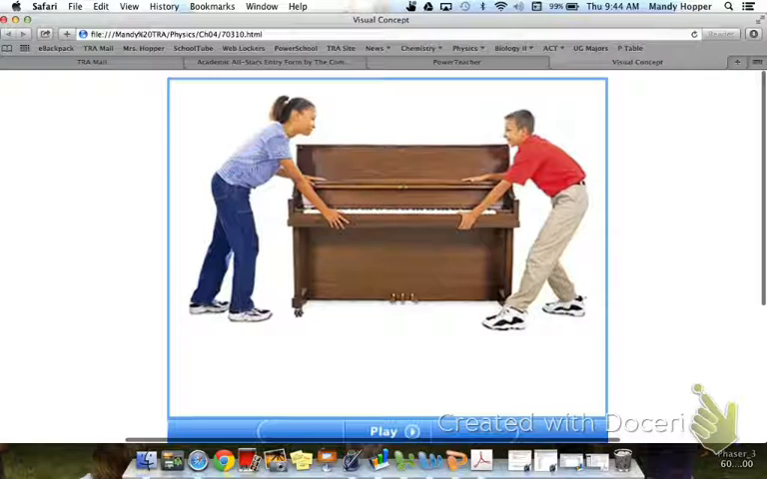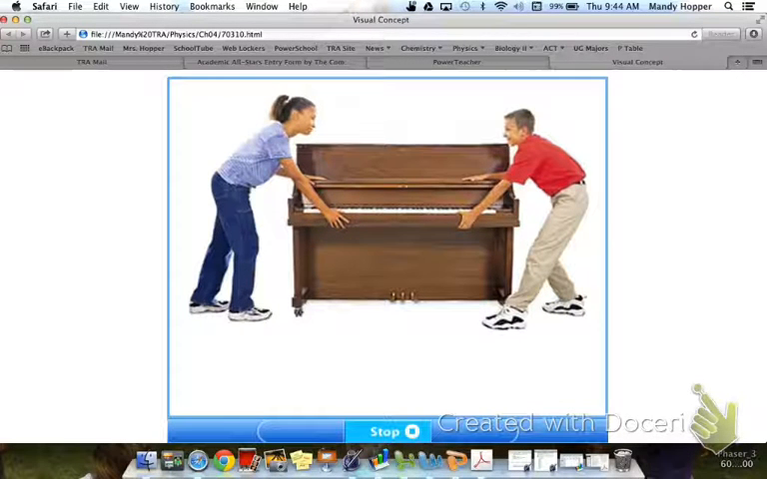To move the piano, one of these students is pushing it and the other is pulling it. Each student is exerting a force on the piano. A force has both magnitude and direction. It is measured in units of newtons. The student on the left is exerting a force of 25 newtons to the right. The student on the right is exerting a force of 20 newtons also to the right.